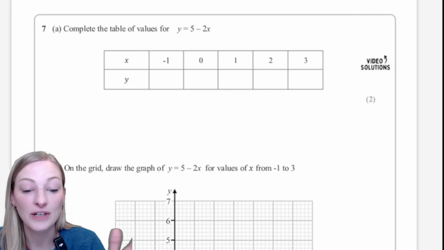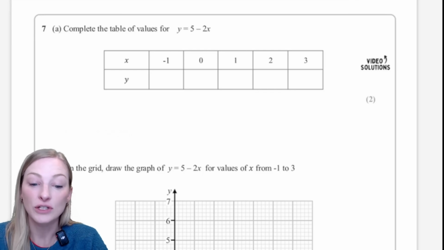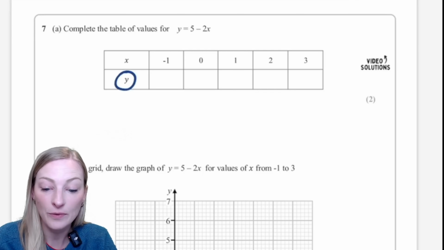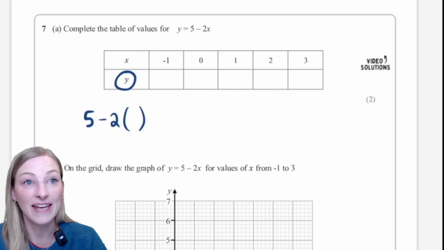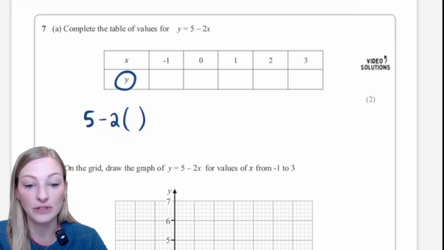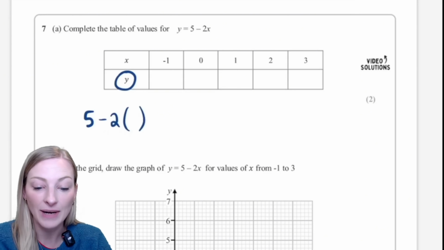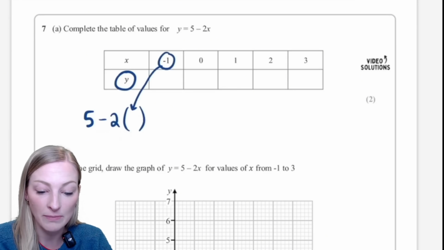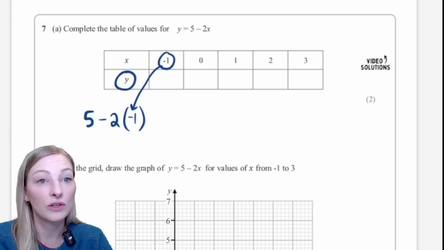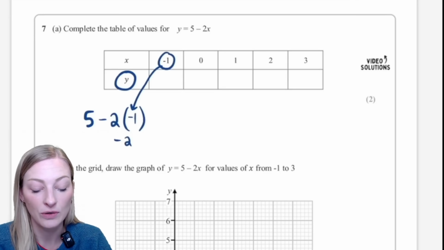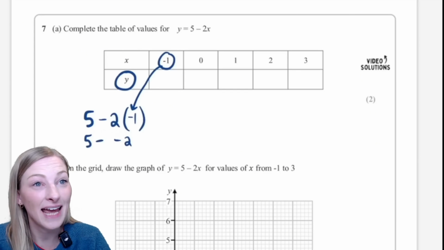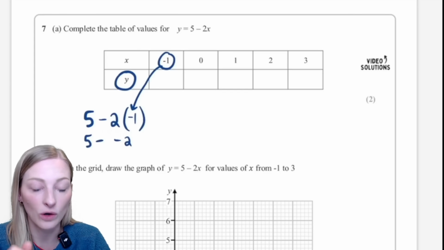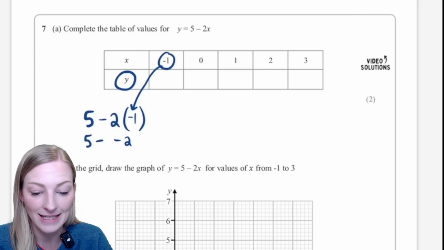Question number 7, and we're asked to complete the table of values for y equals 5 minus 2x. So to complete this, to get the y value, we need to take 5 and take away 2 lots of whatever the x value is. And we've got different x values that we need to work this out for. So when x is -1, I'm going to put -1 here. 2 lots of -1 is -2. So I'm doing 5 take away -2. And taking away a negative is going to add it on. 5 minus -2 is 7.